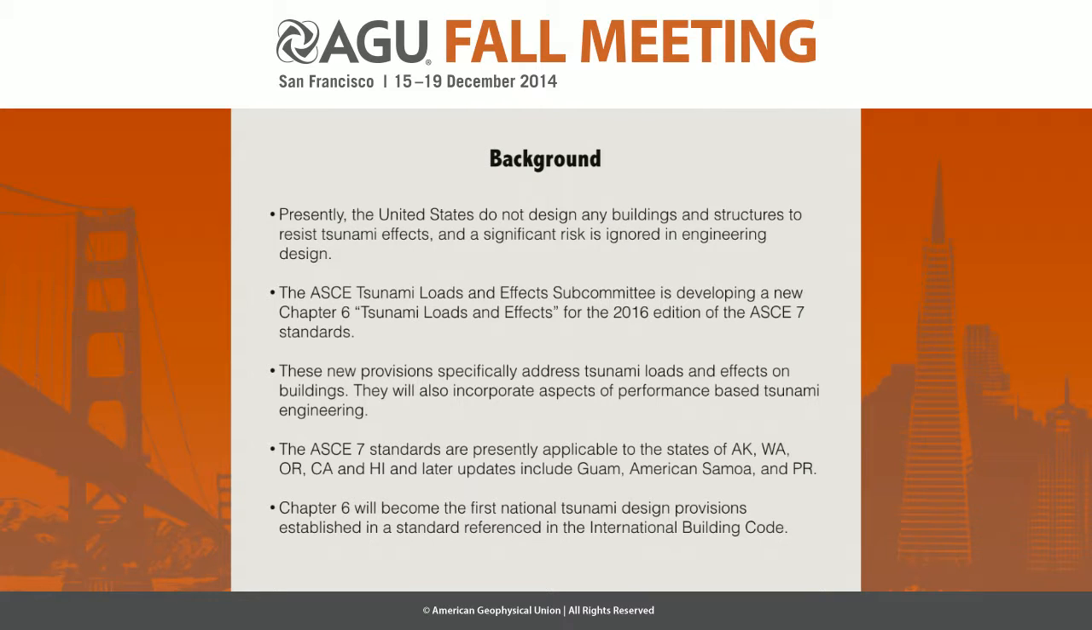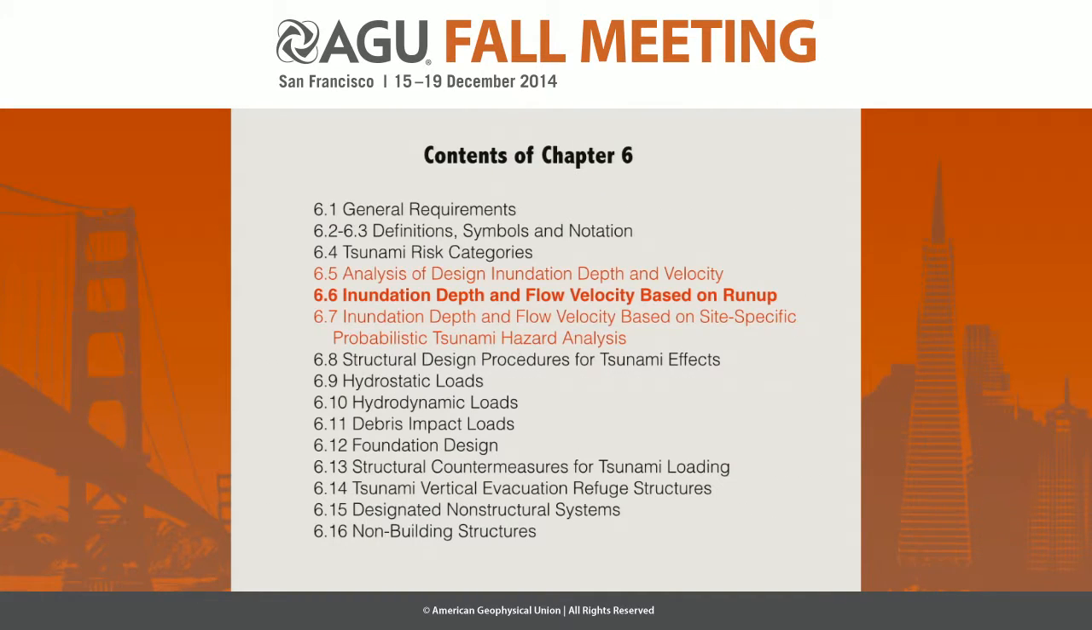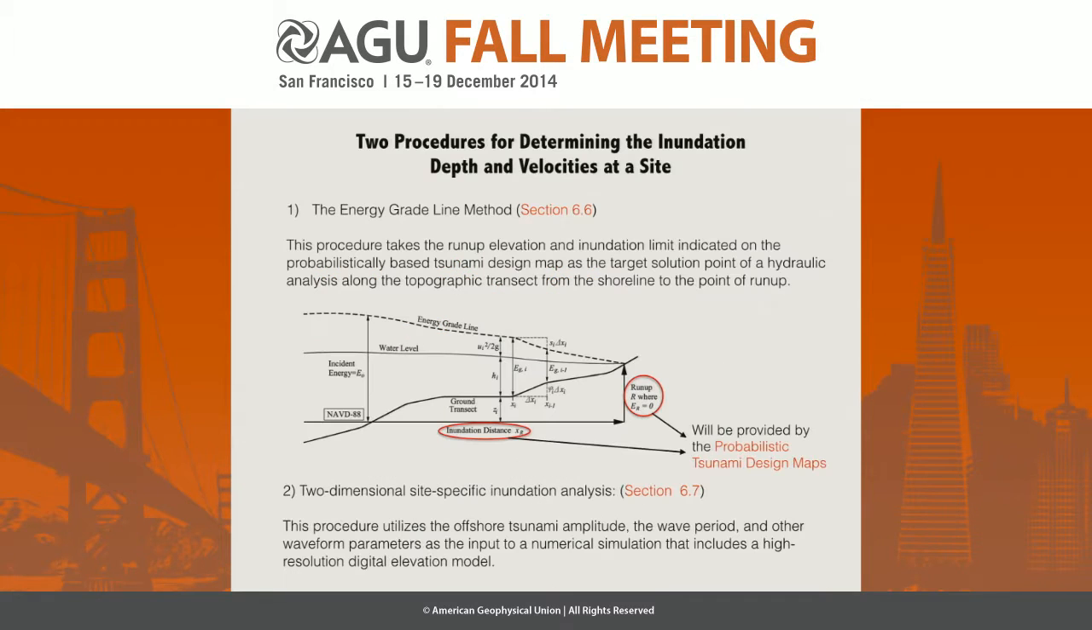This Chapter 6 will become the first national tsunami design provisions establishing the standard that will be referenced later in the International Building Code. And here is the list of the contents of this chapter. The stuff that I'm going to talk about today is mostly related to the section 6.6, inundation depths and the flow velocity based on run-up.